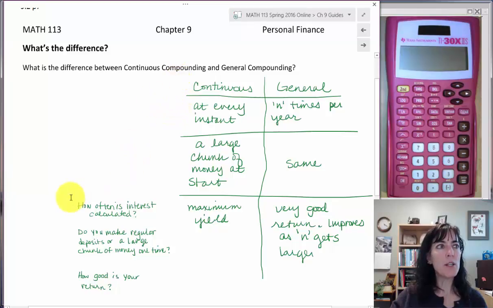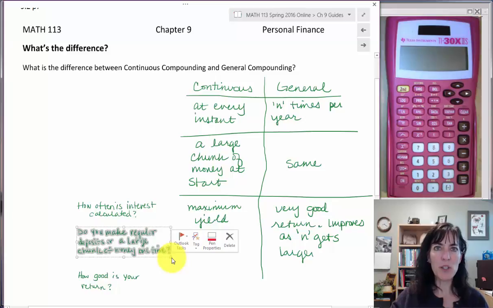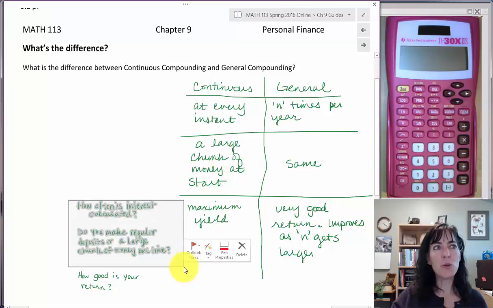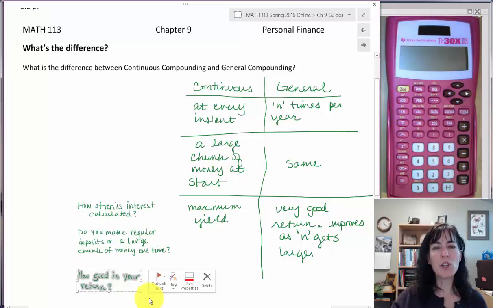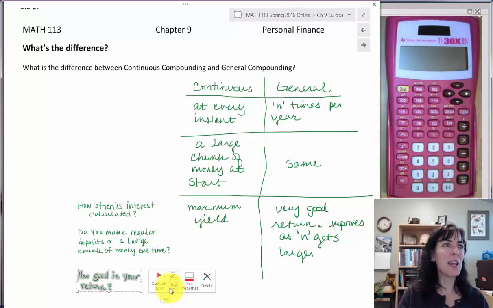And for the continuous, or for any of the interests, how often the interest is calculated is generally one of the big ones. And then the second question, how much money are you putting in? Is it every month, or is it just one big chunk? That's also a pretty big difference between a lot of the formulas. So these are all good questions to ask. These two, if there's a difference, those are the main things you want to report. This one is just kind of nice, but not as crucial, I guess you could say.